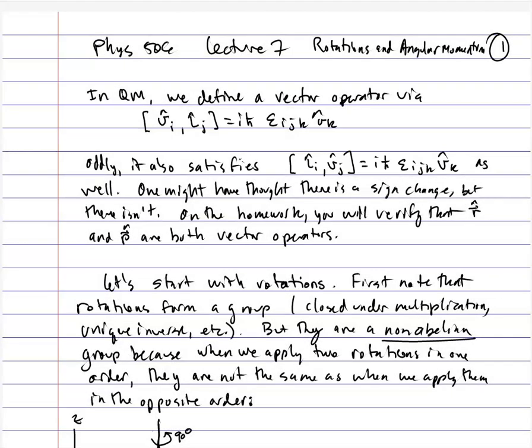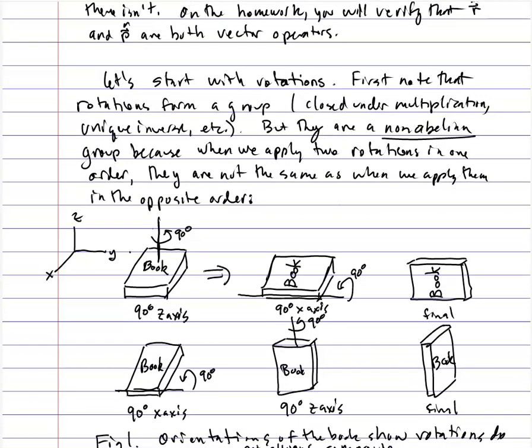All right, so we're going to be talking about rotations. I want to make sure you understand one of the pivotally important properties about rotations, in that two rotations do not commute. So the first thing to note is that rotations form a group. That means they're closed under multiplication, and there's a unique inverse.